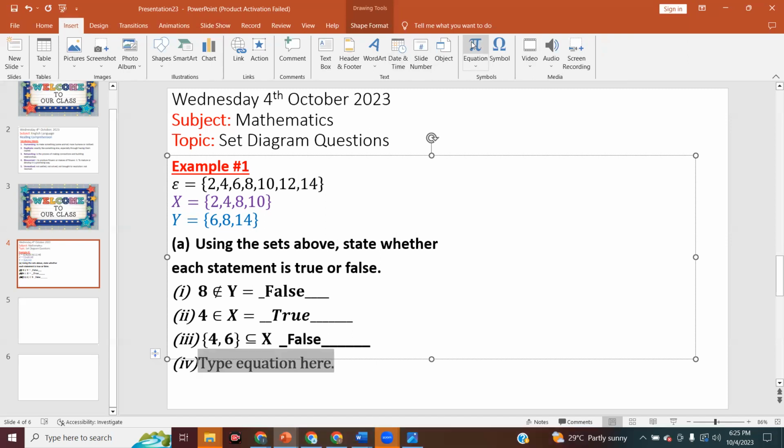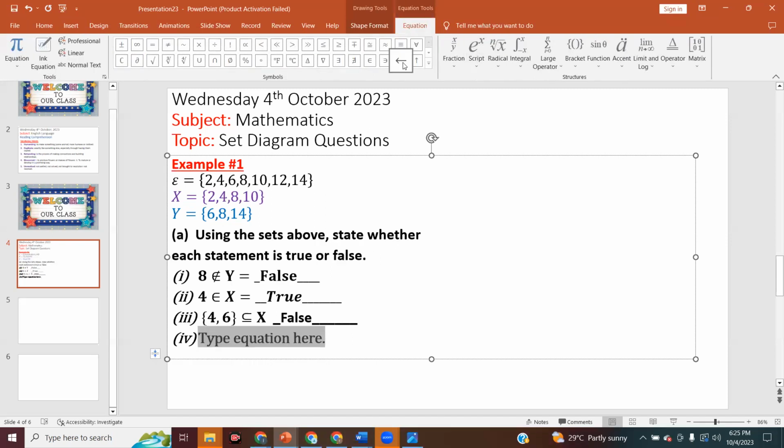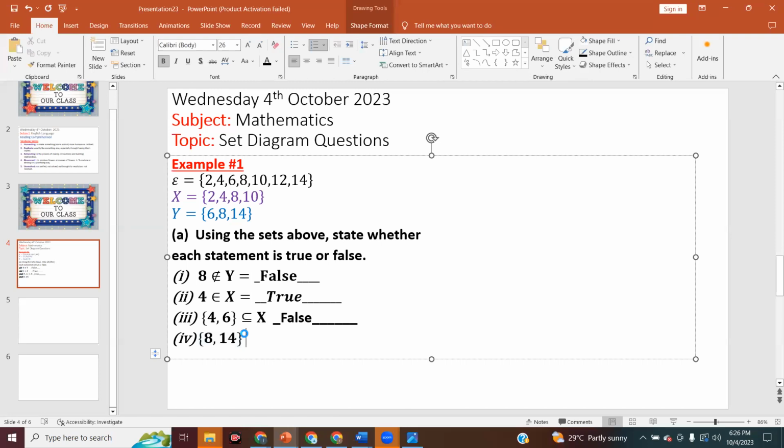Let's see the set, let's say the set {8, 14} is a subset of Y. Is that true or is that false? Put your answers inside the chat for me, please. Don't just go putting what everybody put. Make sure you know what it is.